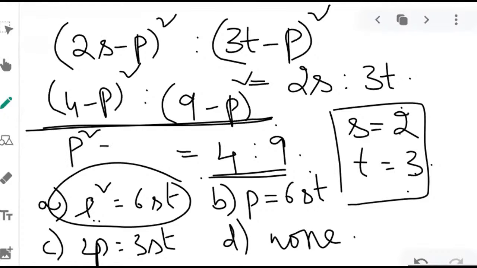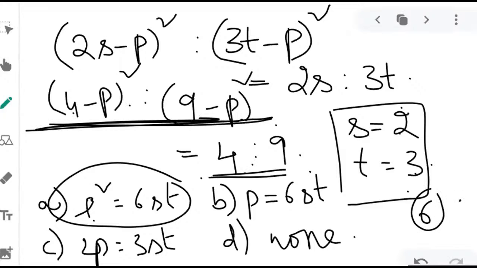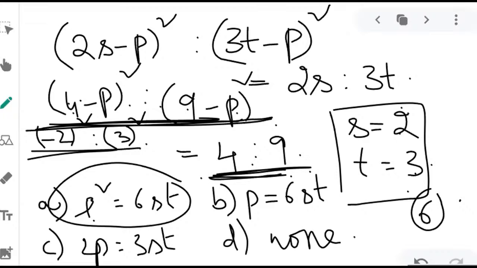P square is equal to 6 into 2 into 3, that is 36, so p is equal to 6. If you substitute p is equal to 6 in this one, will LHS be equal to RHS? So (4 minus 6) whole square is (minus 2) whole square, is to (9 minus 6) whole square is 3 square. That is 4 is to 9 is equal to 4 is to 9.